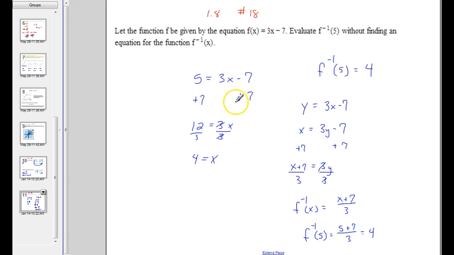And if you look, when we plugged in 5 here for f of x and solved, what did we do? We added 7, and then we divided by 3. Okay, so anyway, we ended up doing the same thing. Even if we did find the equation, we would end up doing the same thing. But just know that you don't have to actually find the equation to evaluate at a point. You just, instead of plugging in for x, now you plug that number in for all of f of x, and then just solve.